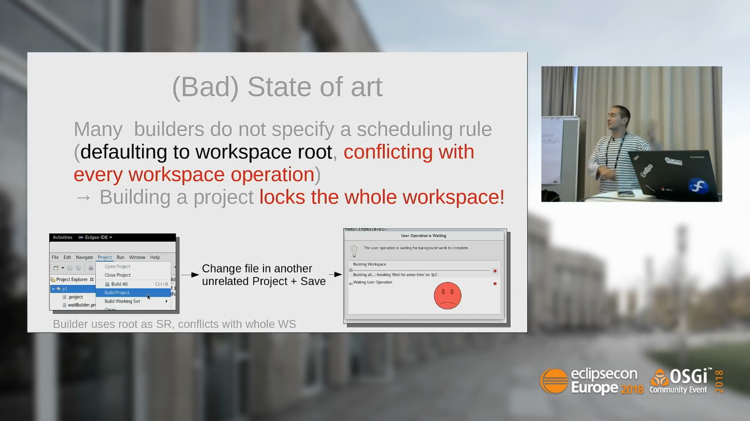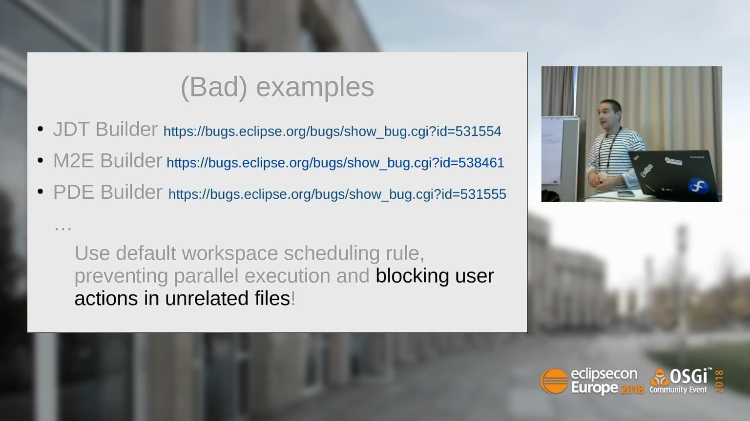So I'm not talking about parallel builds in that case. I'm really talking about how it's already annoying to have such scheduling rules on builders, at least such greedy scheduling rules. And the bad examples are not minor builders. We are talking about the most important parts of the Eclipse IDE.